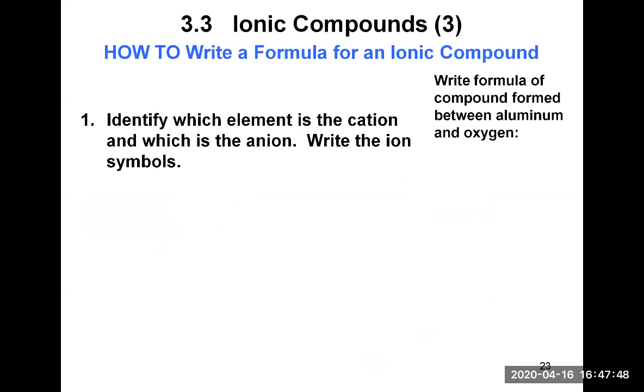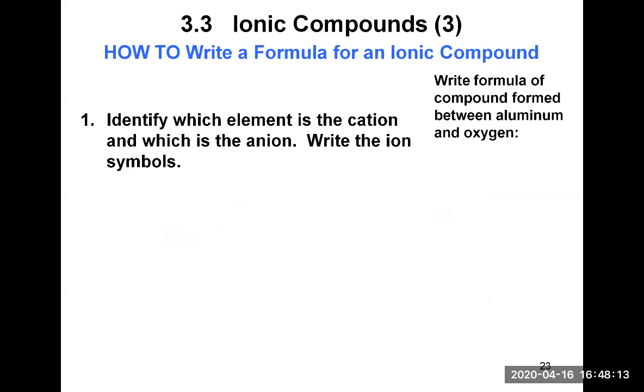So how to write a formula for an ionic compound? Let's go through an example to make it easier to see how to do this. And the example we will use is the formula for the compound formed between aluminum and oxygen.